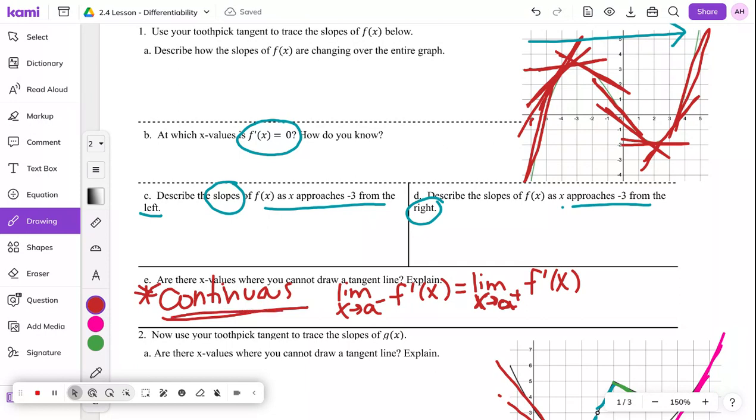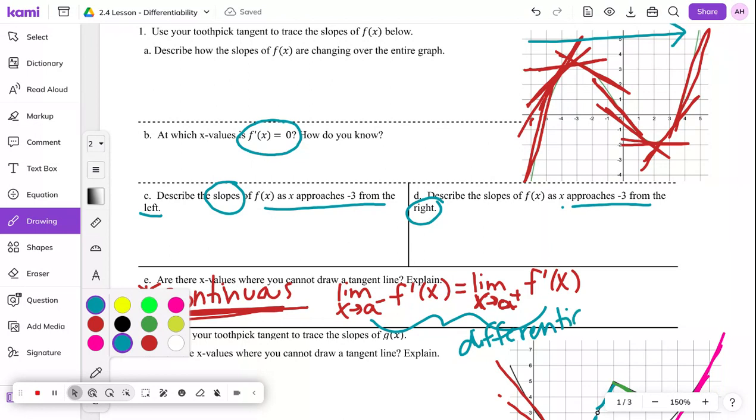So I have this continuous connected graph. What does that mean? That means this function is differentiable. So this means that the function is differentiable. And differentiable means you can find the derivative everywhere.